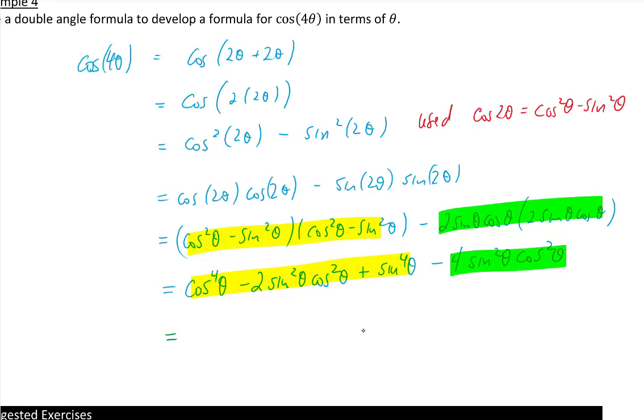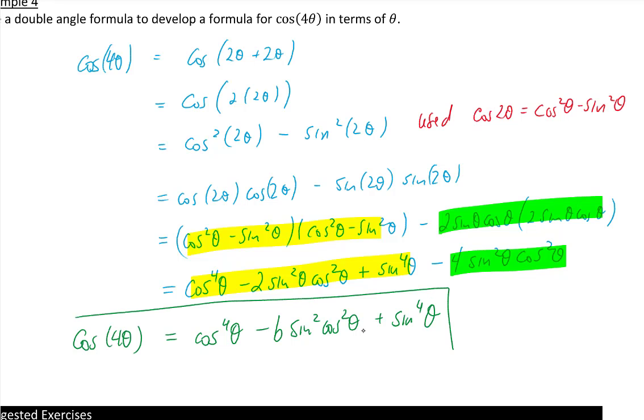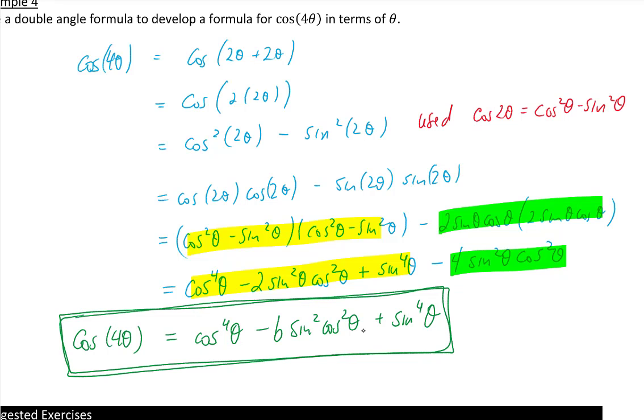Last step is just to simplify what we can. I still have my cos 4 theta, but then I have a minus 6 sine squared theta cos squared theta, if I collect all the sine squareds and cos squareds, plus a sine to the 4 theta. So now I have a formula for cosine 4 theta in terms of just theta. So for example, if I wanted the cosine of 4 pi over 3, if I put pi over 3 on the right side, I can evaluate what cosine 4 pi over 3 would be.